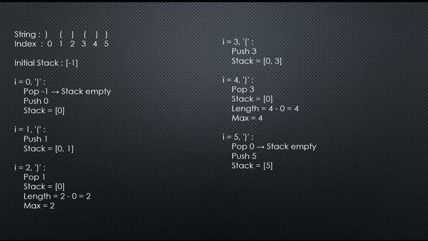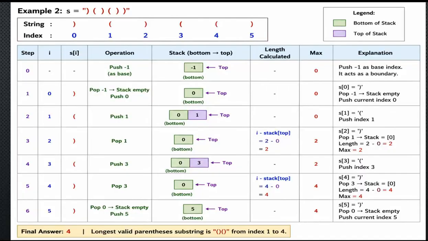So this is the complete visualization. For each index, initially the stack is -1 and iteration after iteration, max gets updated. Finally, you find out the answer. The complete visualization of the same is given in this picture. Remember, you store the indices, not the brackets. Do again a manual run using pen and paper. Find out the longest valid parenthesis substring using the rule and the trick. For this example 2, the longest valid parenthesis substring is 4, which runs from index 1 to 4.